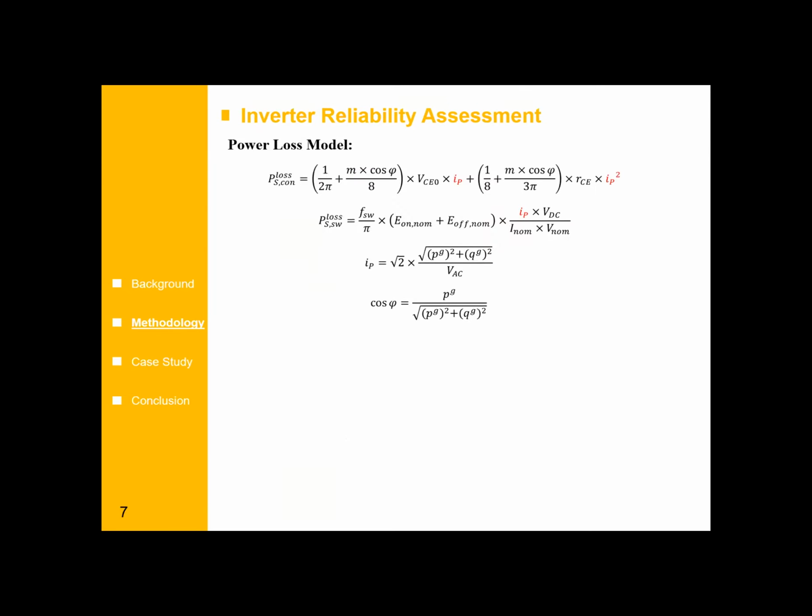So firstly, the power loss model. For the power loss of the IGBT module, there are two components. One is the conduction power loss, and the other is the switching power loss. These two components can be calculated based on the first two equations. In the third equation, we can see that the power loss has high correlation with this highlighted IP, which is the inverter current amplitude. This amplitude can be obtained from the third equation. Then the fourth equation gives the calculation of the power factor. Other parameters can be directly obtained from the manufacturing dataset.